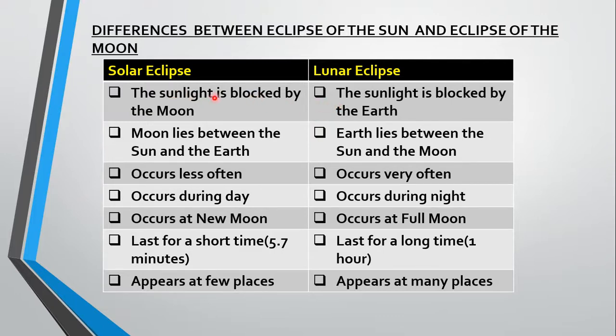What is that difference? We are saying that under solar eclipse, the sunlight is blocked by the moon. But under lunar eclipse, the sunlight is blocked by the earth. So take note. Now we want to look at position, in terms of arrangement. We are saying the moon lies between the sun and the earth. But under lunar eclipse, the earth lies between the sun and the moon.